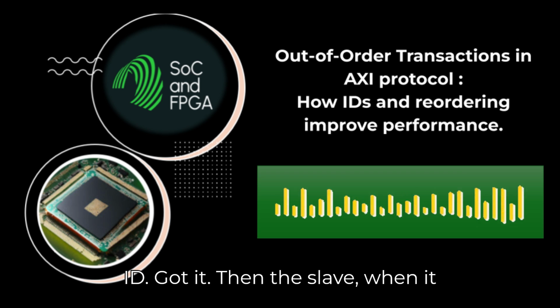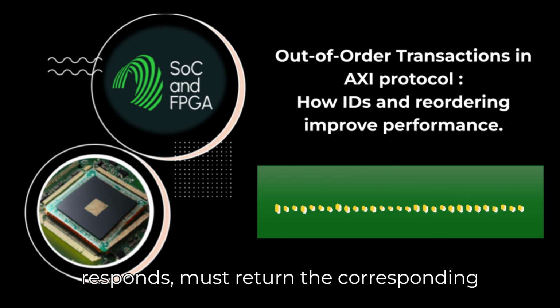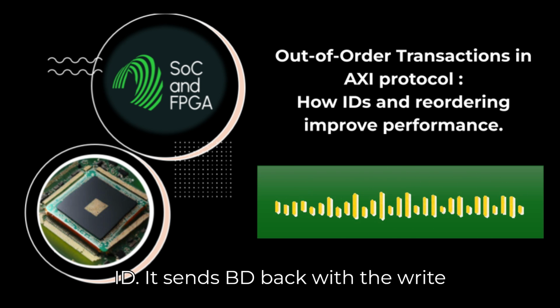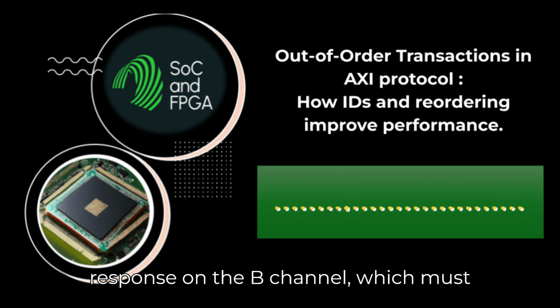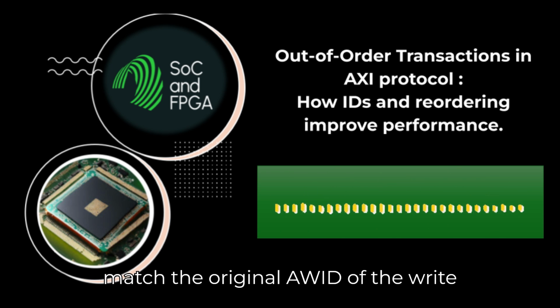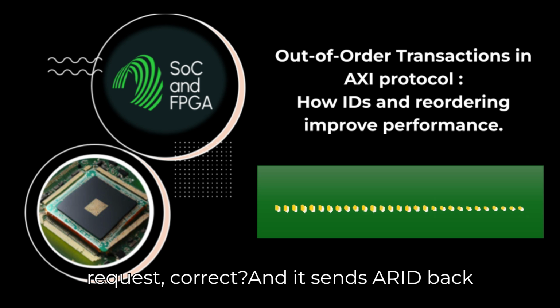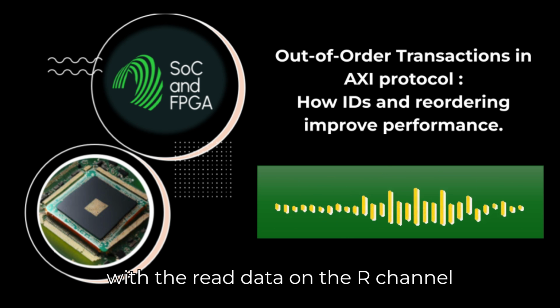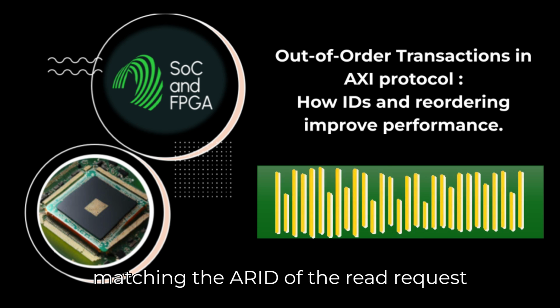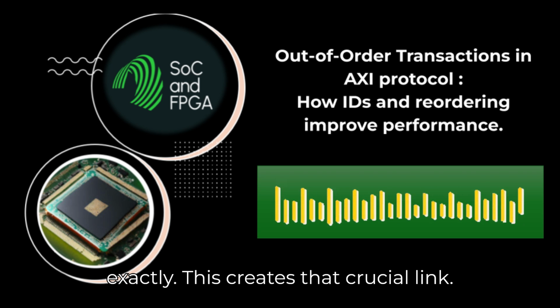Then the slave, when it responds, must return the corresponding ID. It sends BID back with the write response on the B channel. Which must match the original AWID of the write request. Correct. And it sends RID back with the read data on the R channel. Matching the ARID of the read request. Exactly. This creates that crucial link.